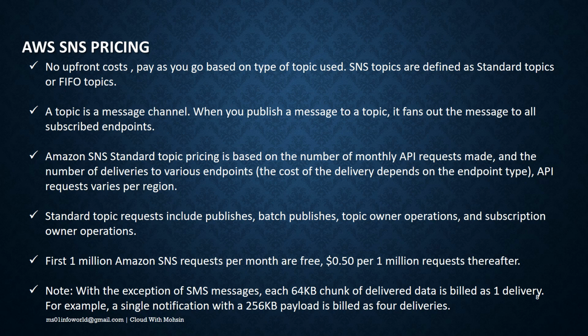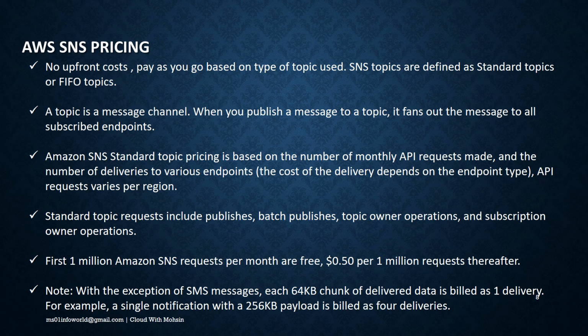With respect to the standard topic, the pricing is based on the number of monthly API requests made and the number of deliveries to various endpoints. The cost of delivery depends on the endpoint type, and whenever we change the region, the pricing may change based on the region we select. Suppose there are five different services and you are pushing 10 messages or emails to each, so 10 into 5 will be 50 deliveries. It can be calculated accordingly. So it depends upon the number of deliveries and the API requests.